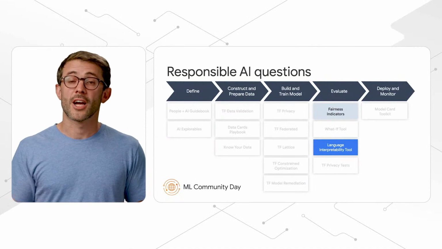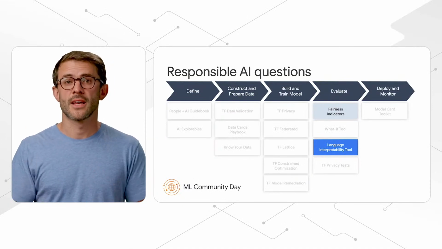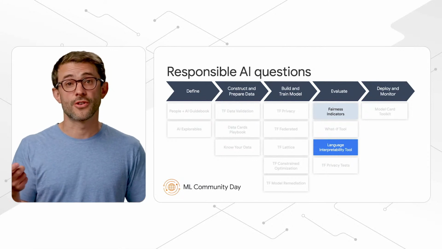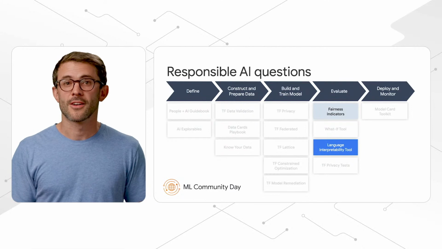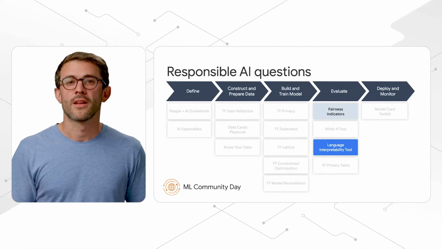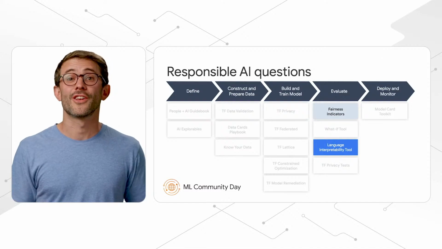Now that we've identified a couple of issues with our model, we can take this slice of our data, in this case, customer reviews that contain gendered terms, and we can use another tool from the Responsible AI Toolkit, called the Language Interpretability Tool, to do an in-depth analysis of the model's performance. Ludo, over to you. Thank you, Parker.